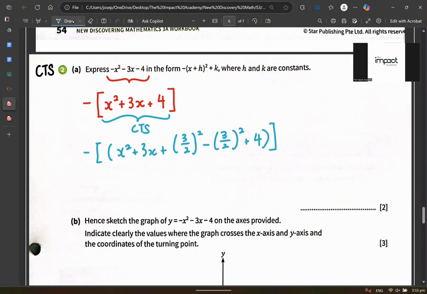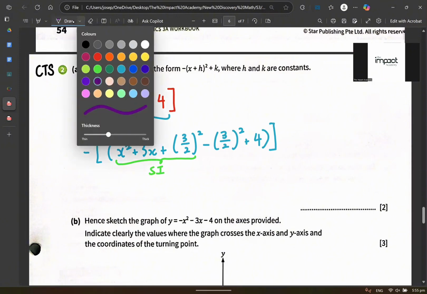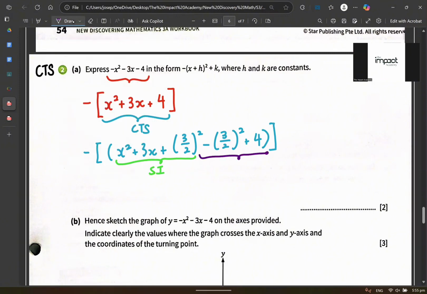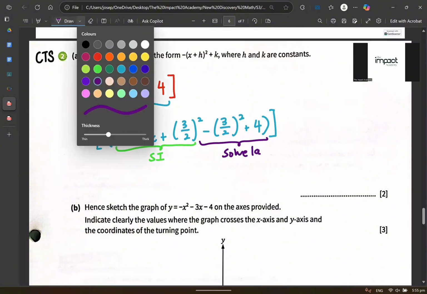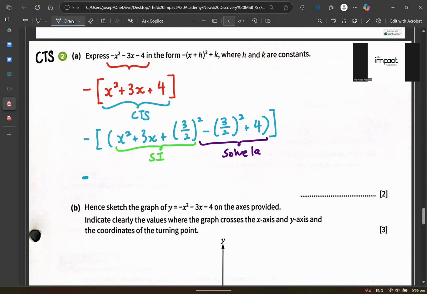Then after that, like I always tell my students, focus on this part over here. For this part, we are going to use something called the special identity. And the second half is where we will simply just solve. Now, the minus, don't care for now. Isolate it first. Put it in the fridge first.